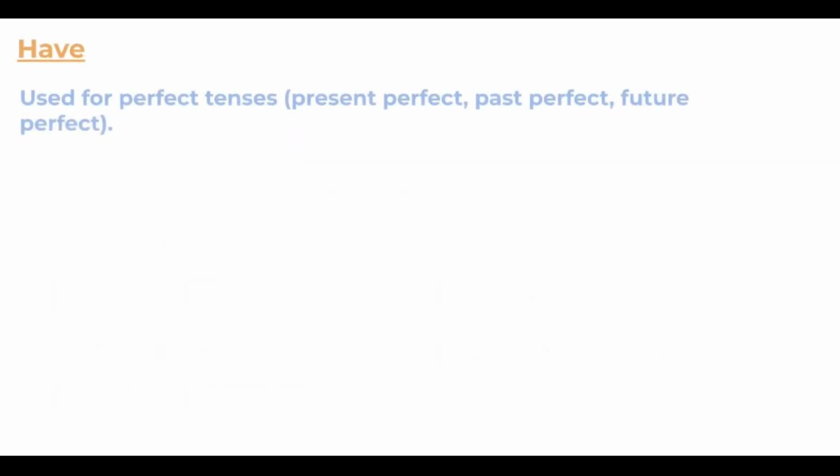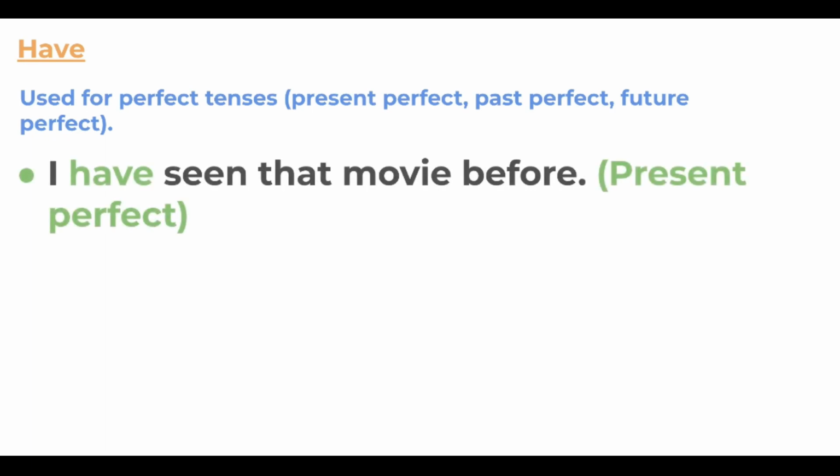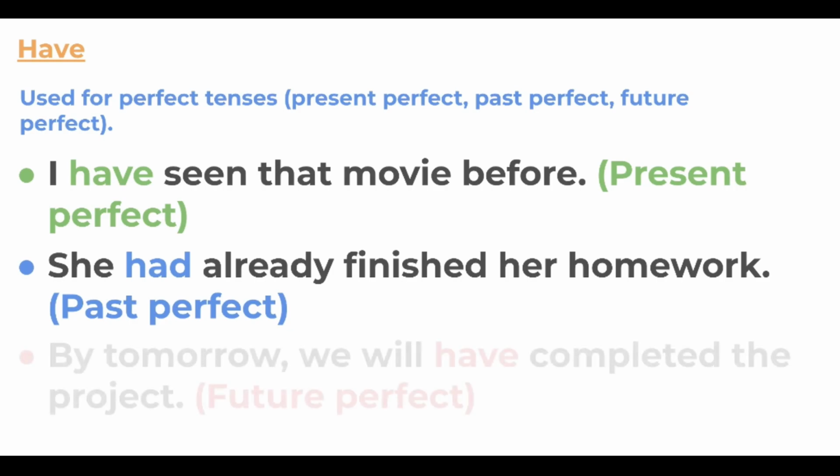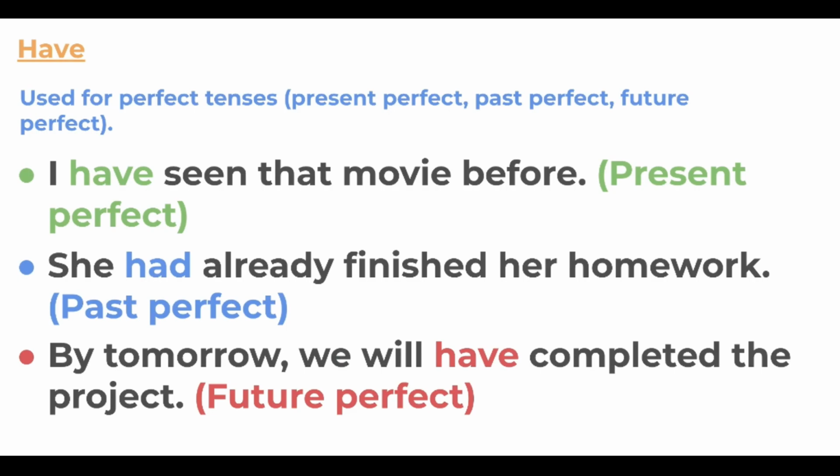Let's move on to have now. This is crucial for perfect tenses: present perfect, past perfect, and future perfect. You could say, I have seen that movie before, and that's the present perfect. So have supporting the past participle in this situation, which is seen. She had already finished her homework. That's past perfect. By tomorrow, we will have completed the project, and that is future perfect.